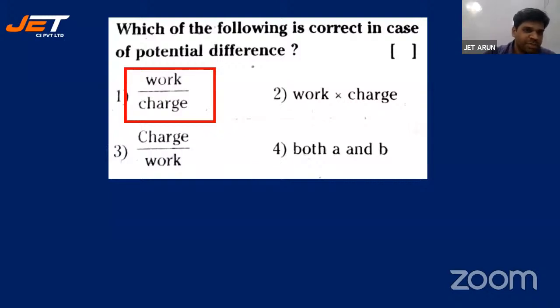Hanish, what is zero? Okay, let's look at the key. Key is one, absolutely right. So everyone has gone right. Let's go for the next one.